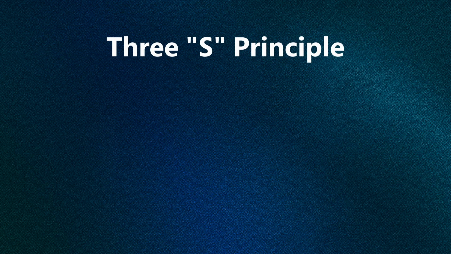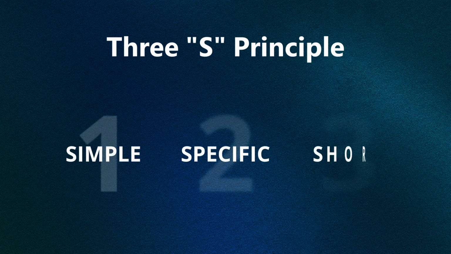Prompt engineering, or prompt crafting, or just prompting. Whatever word you use to describe it, it's all about how to effectively collaborate with an AI to get the best results, like GitHub Copilot. In this video, I'm going to show you something called the 3S principle of prompt engineering. The 3S principle stands for simple, specific, and short.